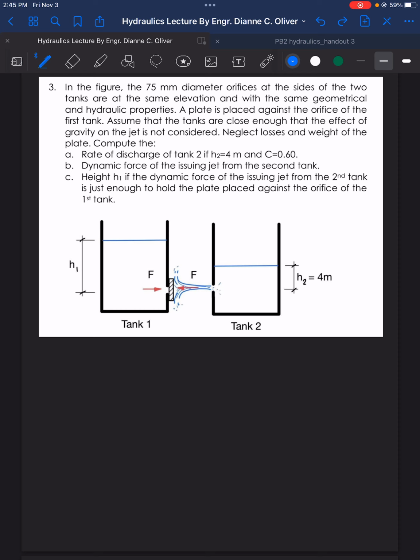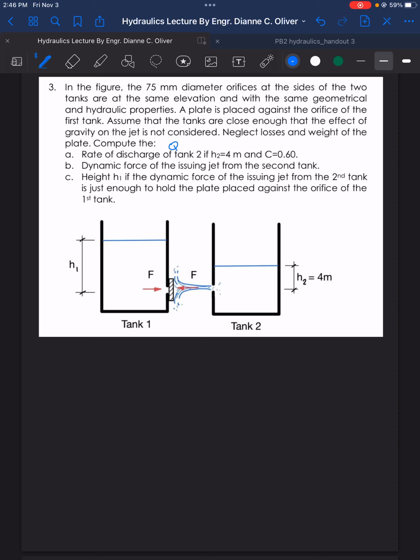C, height H1 if the dynamic force of the issuing jet from the second tank is just enough to hold the plate placed against the orifice of the first tank. So let's solve first for letter A. Rate of discharge, we're looking for the Q. Rate of discharge of tank 2 if H2 is equal to 4 meters and C is equal to 0.60.